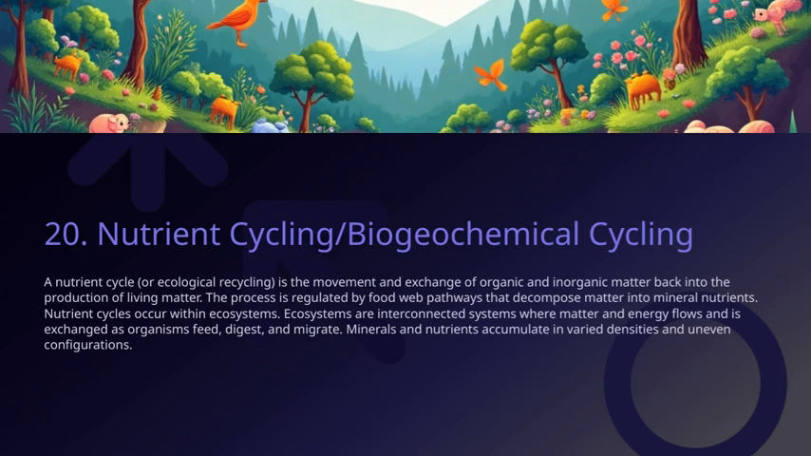These cycles happen within ecosystems, which are interconnected systems where matter and energy flow through organisms feeding, digesting, and migrating. You'll notice that minerals and nutrients don't distribute evenly. They tend to accumulate in different densities and patterns throughout these systems. Understanding nutrient cycling helps us see how ecosystems sustain life by constantly recycling essential nutrients, maintaining balance, and supporting the interconnected web of life that we see across different environments.